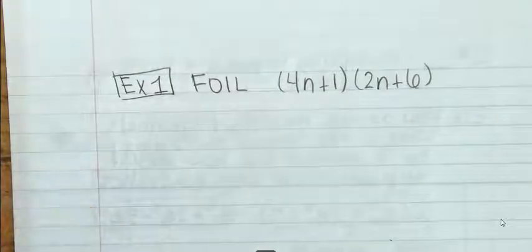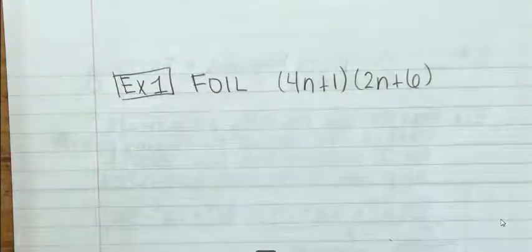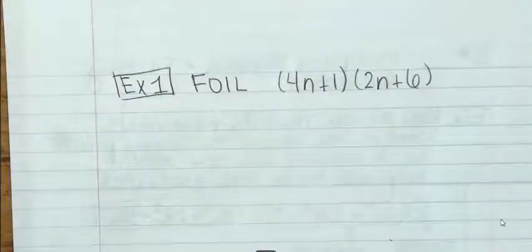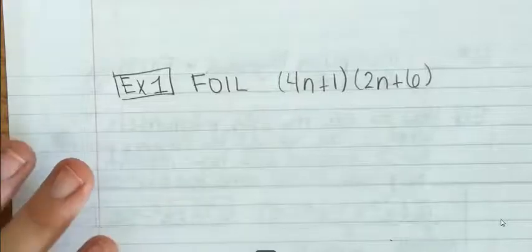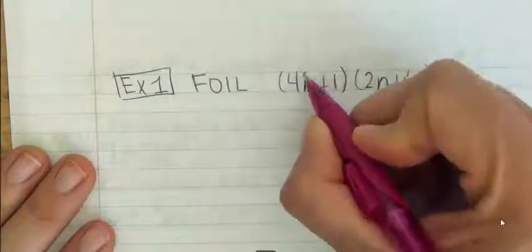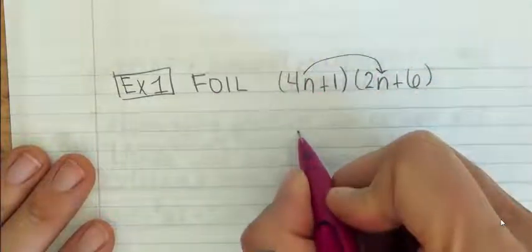Okay, and I'm going to show you two ways to do this as well. So foiling is going to be probably the most helpful with factoring, but some people also like the box model or the area model. Okay, so I'll talk about that in a minute. Let's go ahead and practice our foiling though. So we start with first. So you do the first ones. I'm going to skip 2 lines.